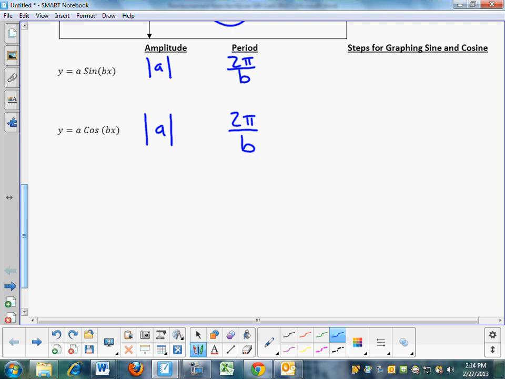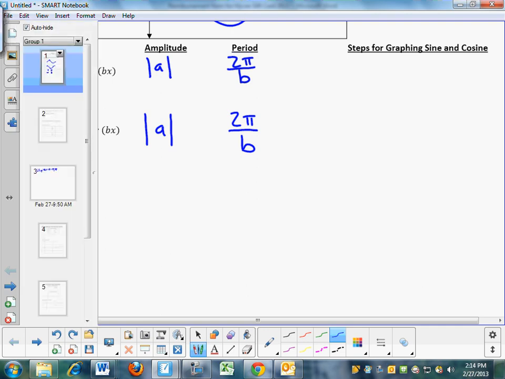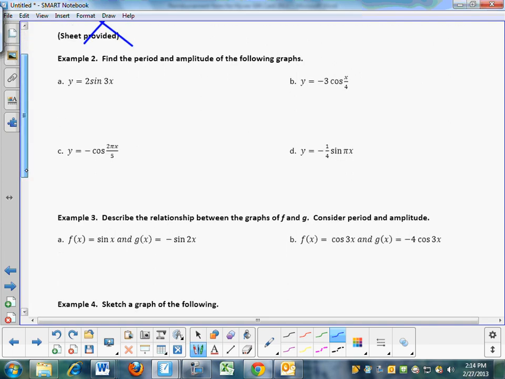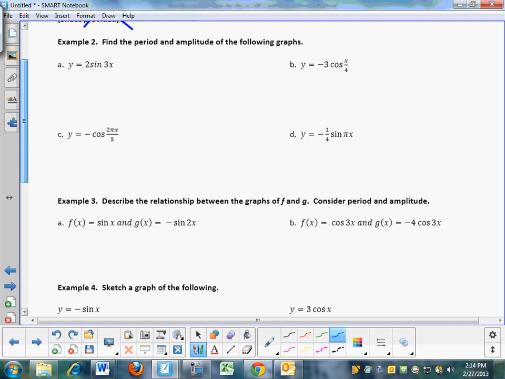So for our first set of problems, we are going to be identifying the amplitude and the period. This maps exactly to what you're going to have to do on the first part of your test, as well as your study guide. You guys are smart enough I don't need to do that anymore. Find the period and amplitude of the following graphs.